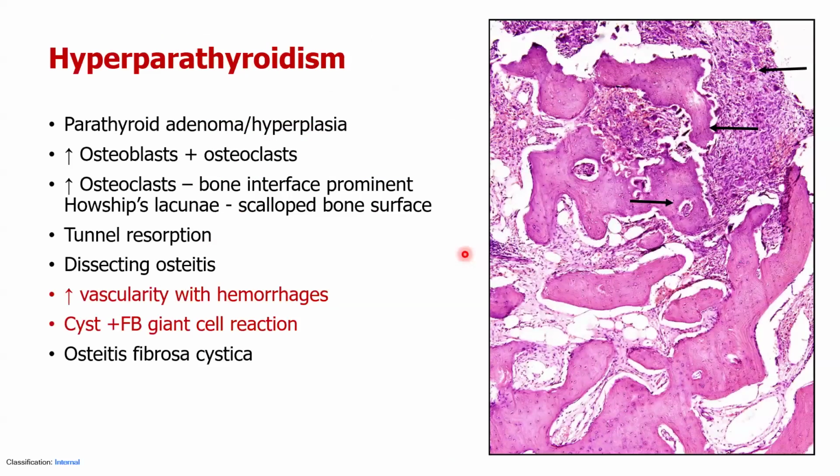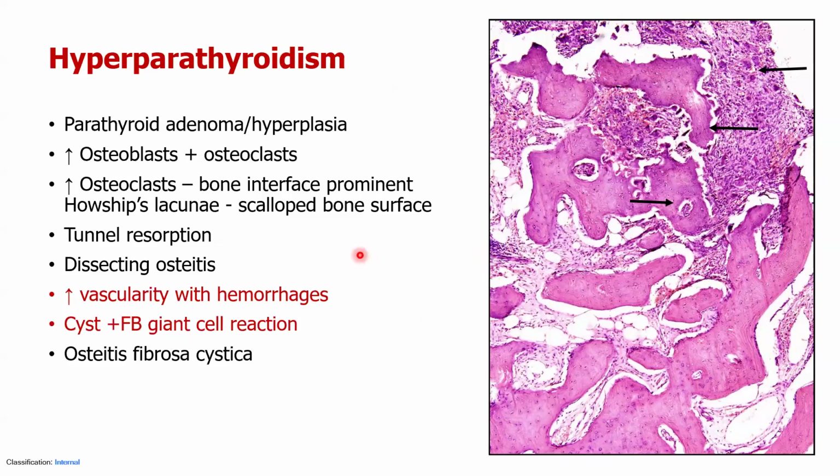Hyperparathyroidism is another condition giving rise to very classical changes in the marrow, either due to parathyroid adenoma or hyperplasia of the parathyroid. Initially, there is increase of osteoblasts. This stimulates production of osteoclasts. So, what do these osteoblasts do? When they are present in normal number, they are responsible for maintaining the normal structure of the bony structure.